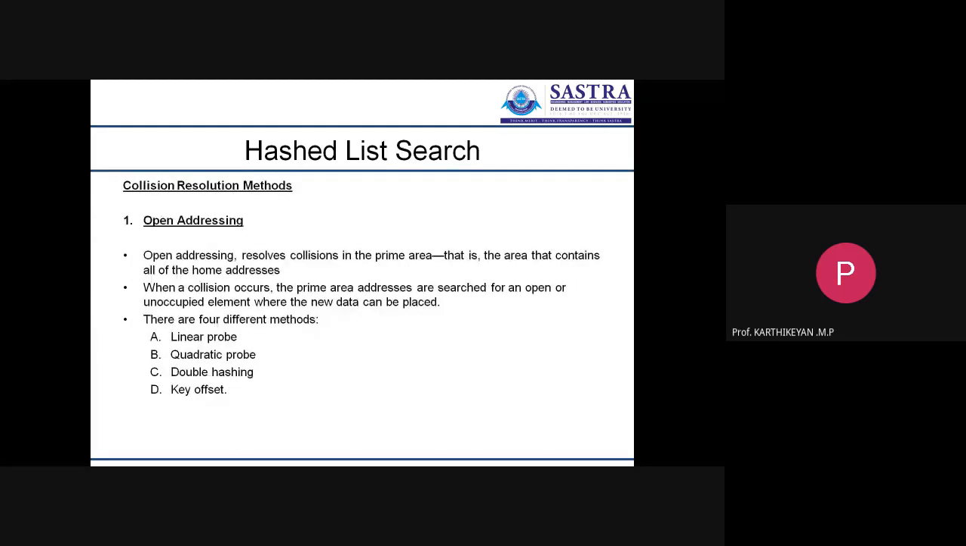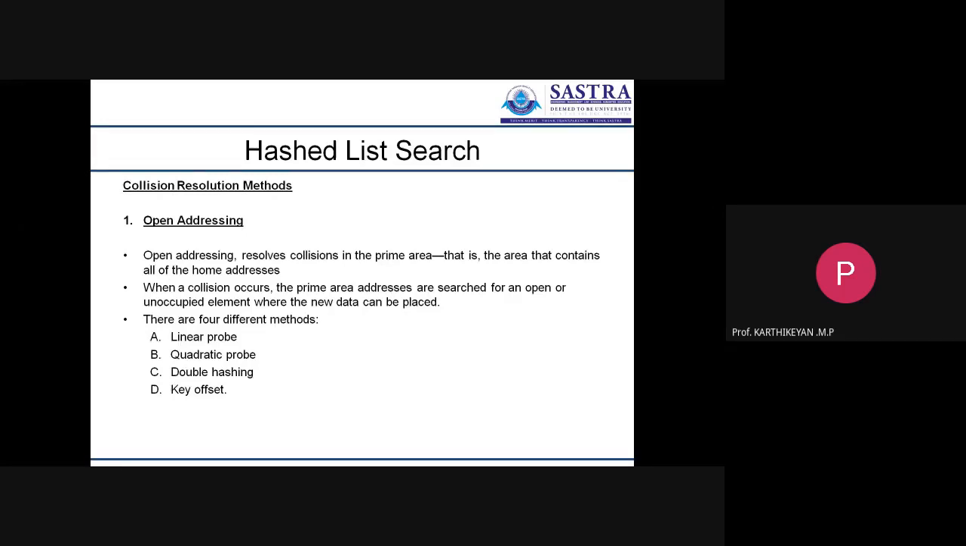Now let us come to the collision resolution methods. The first method is open addressing. What is open addressing? It resolves a collision in the prime area. We already discussed what the prime area is: the home address, where we store the data. When a collision occurs, the primary addresses are searched for an open and unoccupied element. In that place, the new data is stored.